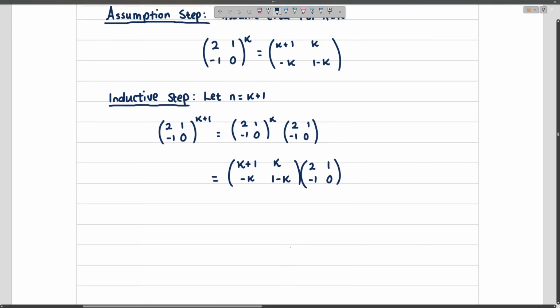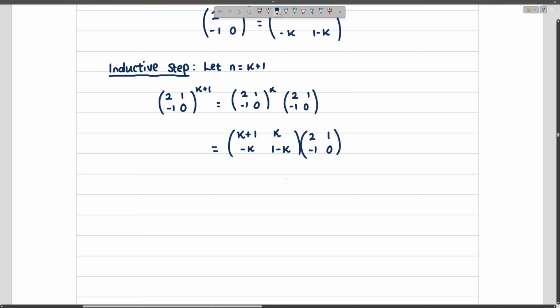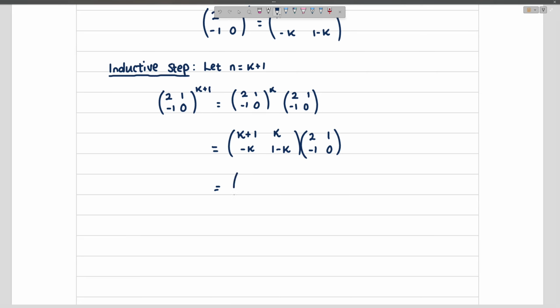So let's just keep going here and actually evaluate this product. So if we expand these two 2x2 matrices together here, what do we get then? I've got this row times by this column. So I get 2k plus 2 minus k there. I then have this row times by this column here. So I just get one lot of k plus 1 here, like so. I then have this row times by this column. I get minus 2k minus one lot of 1 minus k there.